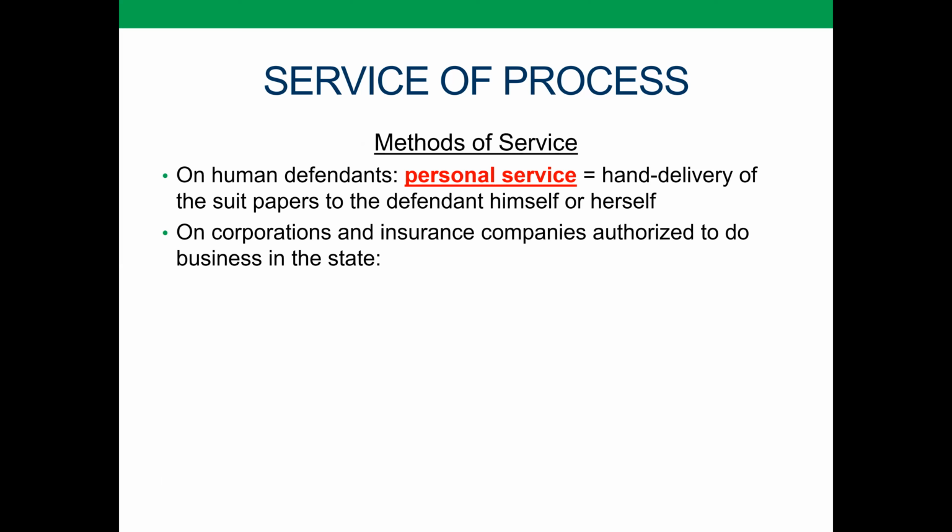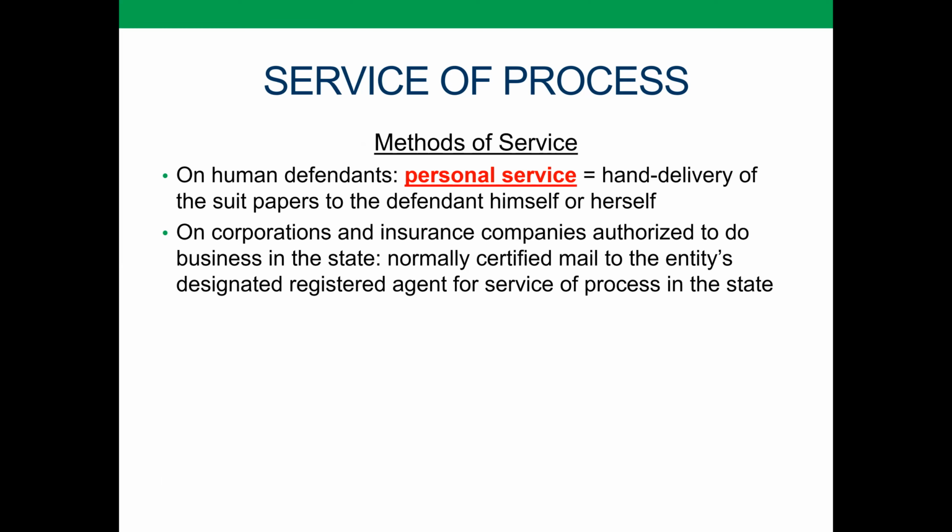Now, if you're suing a corporation or an insurance company, for example, if the corporation or insurance company is authorized to do business in Texas, then there are, by law, other ways you can serve these entities, because to be authorized to do business in Texas, they have to designate what is called a registered agent for service of process. That is, someone in the state who, in the event that company is sued in the state, will be authorized and can receive the suit papers on behalf of the corporation or insurance company.